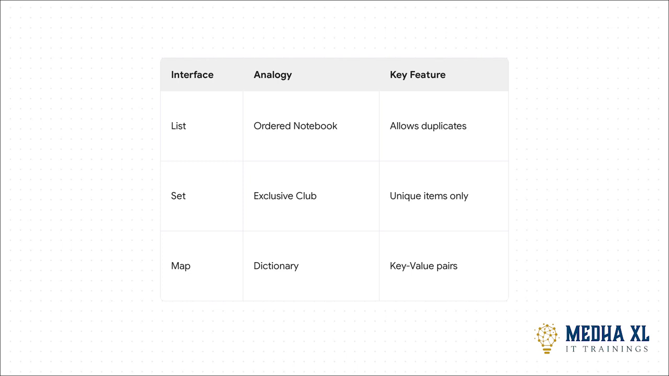First, you've got a list. That's your ordered notebook. It keeps everything in the exact sequence you put it in, and it's totally cool with duplicates. Then there's a set. Think of it as an exclusive club. Every single item has to be unique, no plus ones. And finally, a map. That's your dictionary. It's perfect for pairing a key with a value, like a word and its definition. Seriously, burn these 3 analogies into your brain. They are the key to understanding all of this.